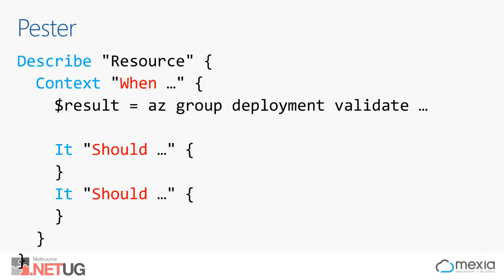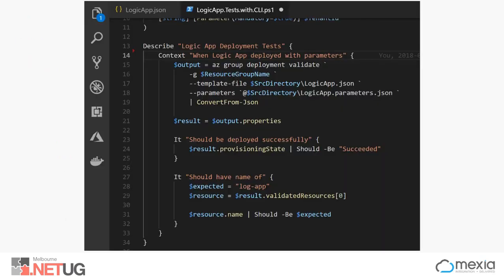So we describe and we define context, and within the context we run the Azure CLI command, and after that, with that result, we check the expectations. It should do something, it should do something, and if there's something that we don't expect, the test will fail. All right.